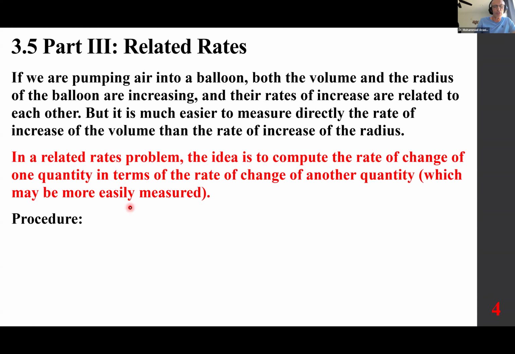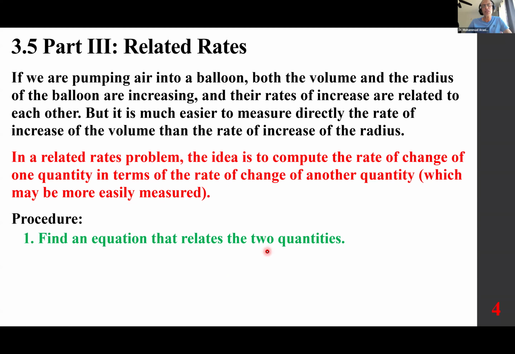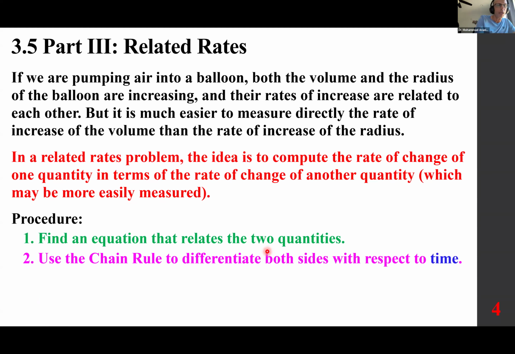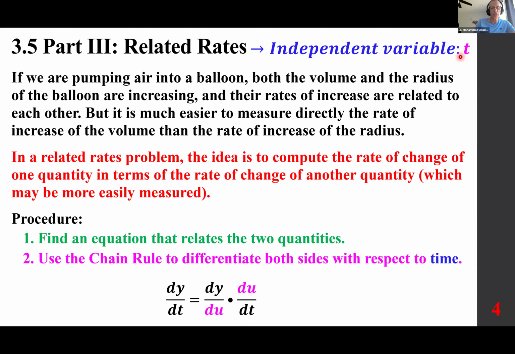So here's a procedure. Number one, find an equation that relates the two quantities. Number two, use the chain rule to differentiate both sides with respect to what? Time, which means t is the independent variable. So dy/dt is dy/du times du/dt. That's the idea behind related rates.